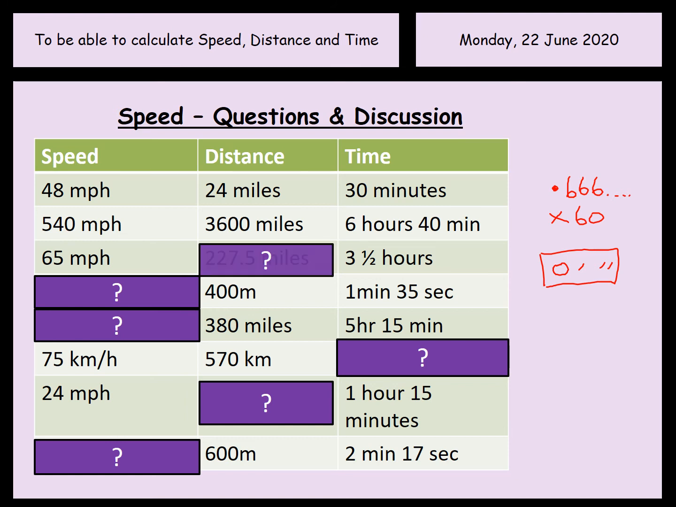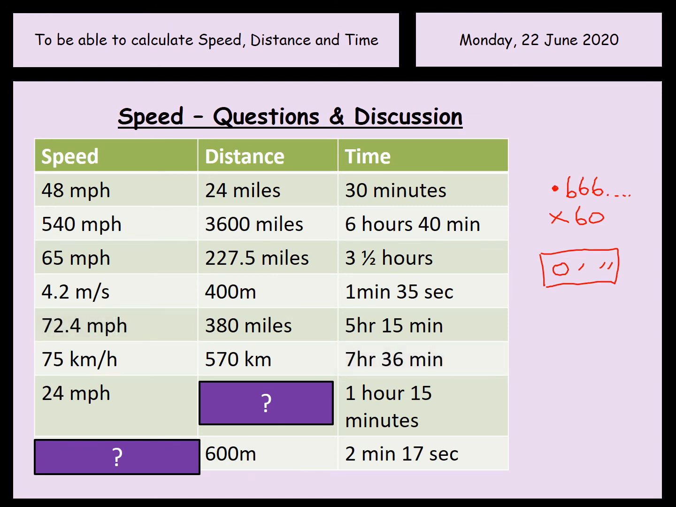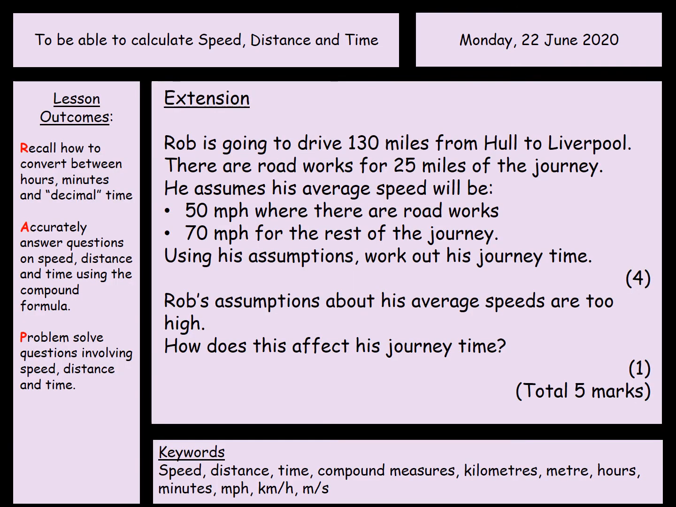So we've got 227.5 miles, 4.2 meters per second, 72.4 miles per hour, 7 hours 36. Again, you might need to do something like this if you've got a decimal that's different to this number here. A distance of 30 miles, and finally 4.4 meters per second. Again, don't forget you're going to have to turn your minutes here into seconds.